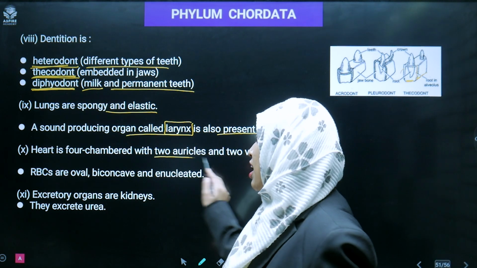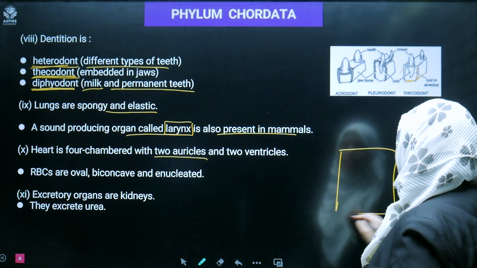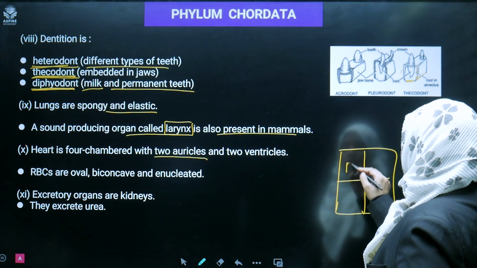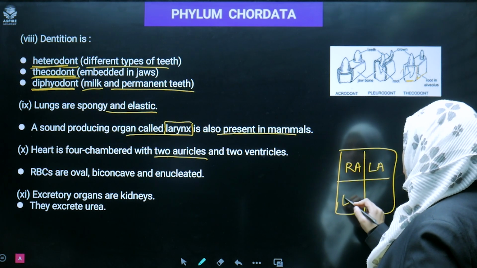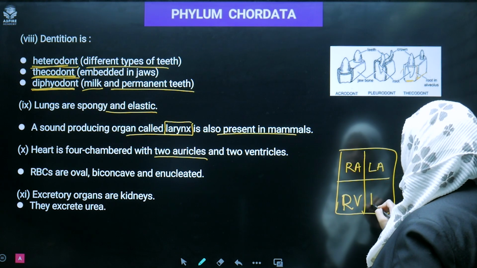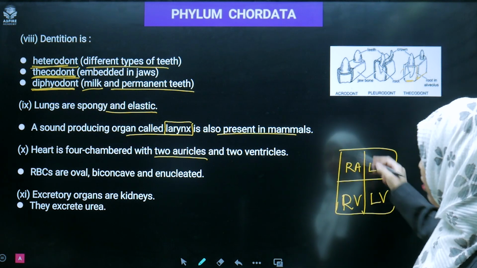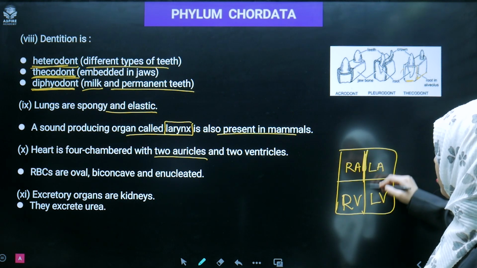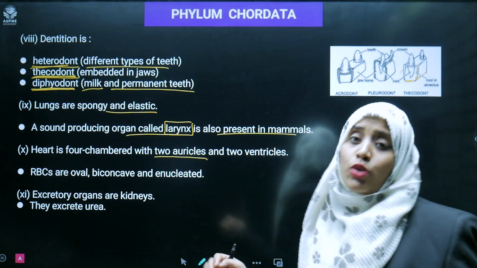Heart, what about the heart? We have a four chambered heart, two auricles and two ventricles. So we have the right auricle, left auricle, right ventricle and left ventricle. Our auricles and ventricles are divided by a septum. The septum है जो हमारे चारों chambers को intermix नहीं होने देता है.